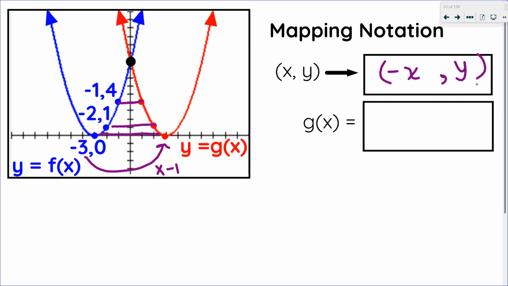In terms of the function, g of x is going to be all of the points on f where the x values are multiplied by -1. So g of x is f of negative x.